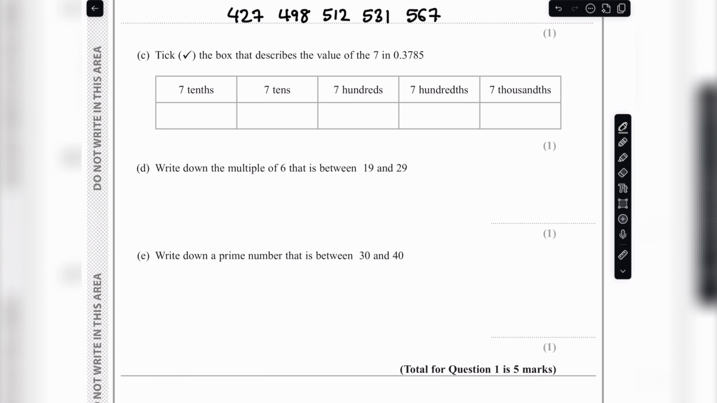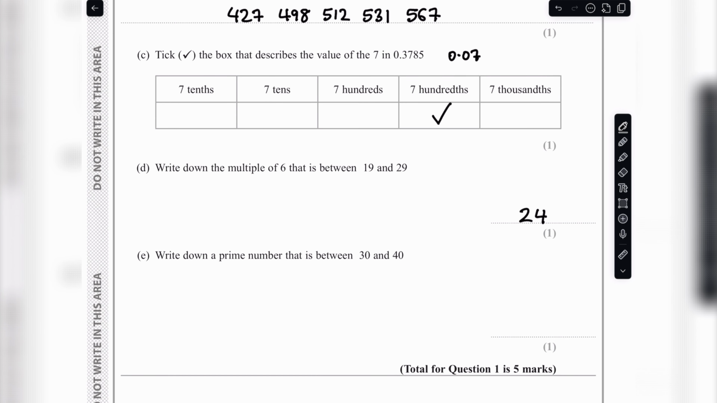In the next part of this question, we are told to tick the box that describes the value of 7 in 0.3785. So the number 7 is 0.07 and that is simply 7 hundredths. In the next part of this question, we are told to write down the multiple of 6 that is between 19 and 29. So that is simply 24 because 6 times 4 is 24.